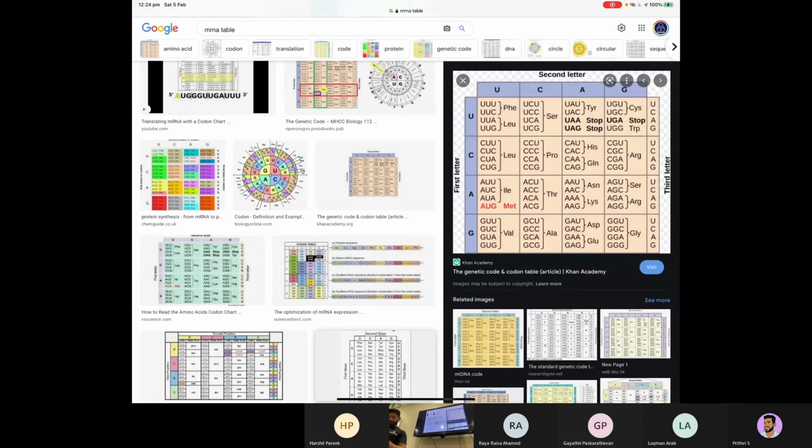That's why I had to do mRNA. But I think otherwise you're following the exact same steps. So you need to use this table. That's the mRNA, which is the complement of the DNA.